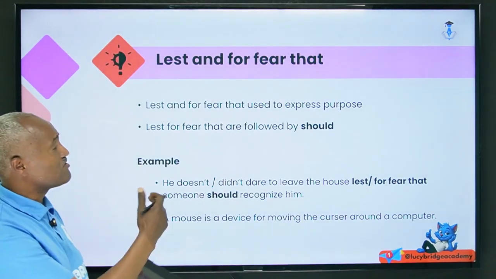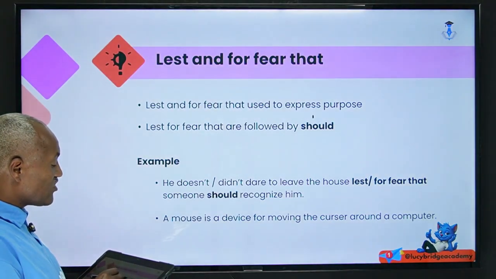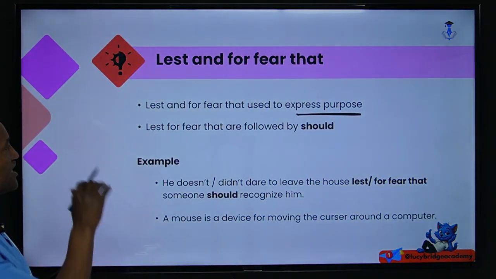"Lest" and "for fear that," already I told you. Then here, "lest" and "for fear that" are used to express what? Purpose. Already I told you.